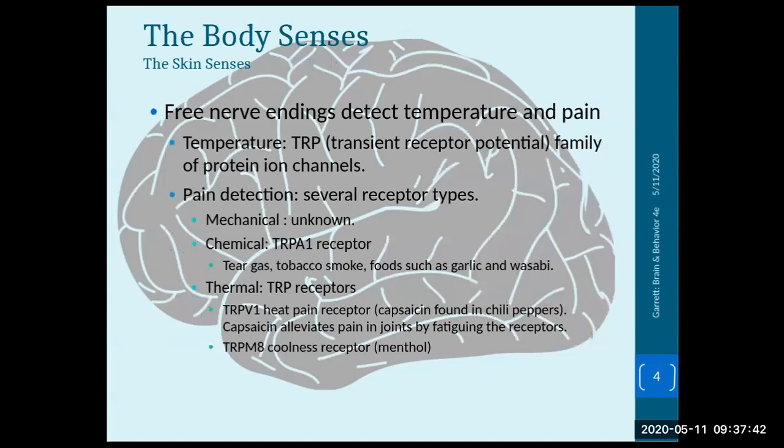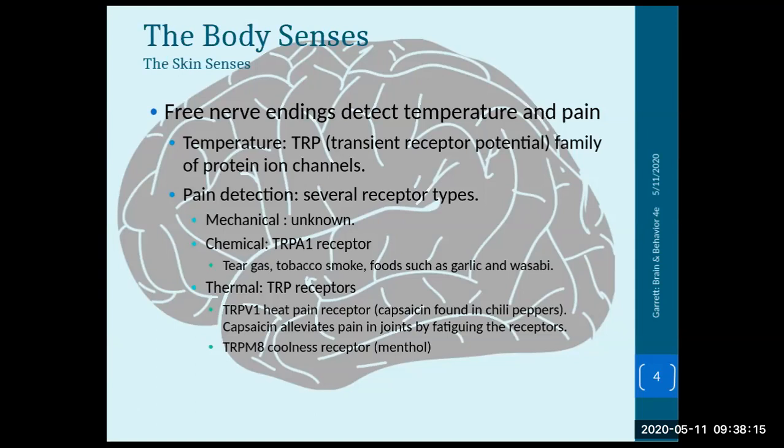So as I said, the free nerve endings detect hot, cold, and pain. Obviously, if you touch a hot stove, it's going to be really hot and it's going to be painful. So you'll get a combination of both with the free nerve endings. Too hot, ouch, that hurts. Too cold, ouch, that hurts, right? And what the temperature sensing nerve endings are called, or TRP, what they do is they open the transient receptor potentials. It's a family of protein ion channels.